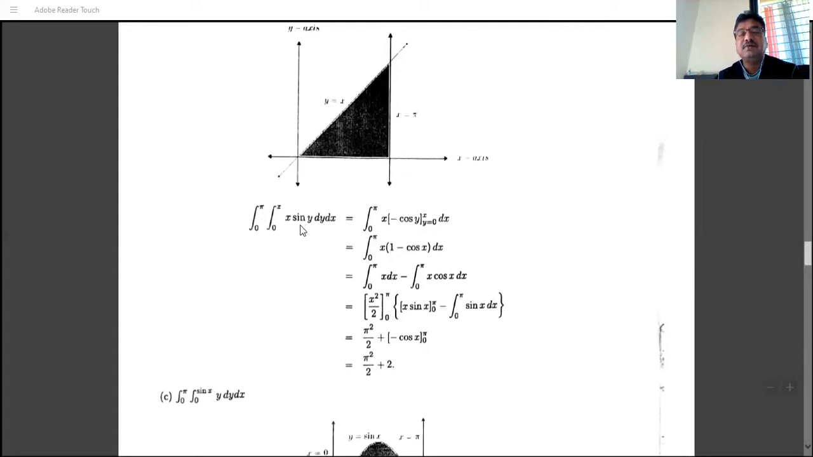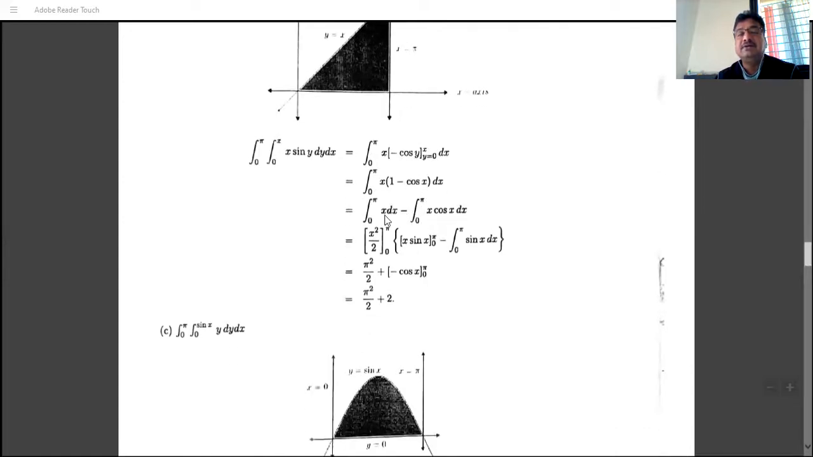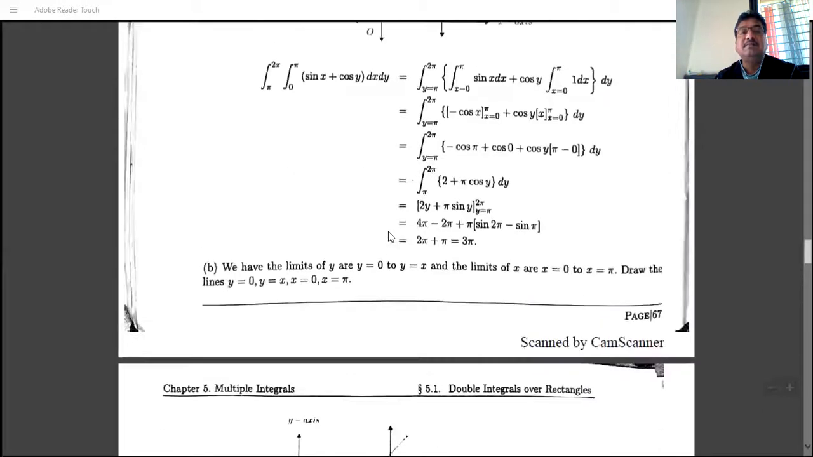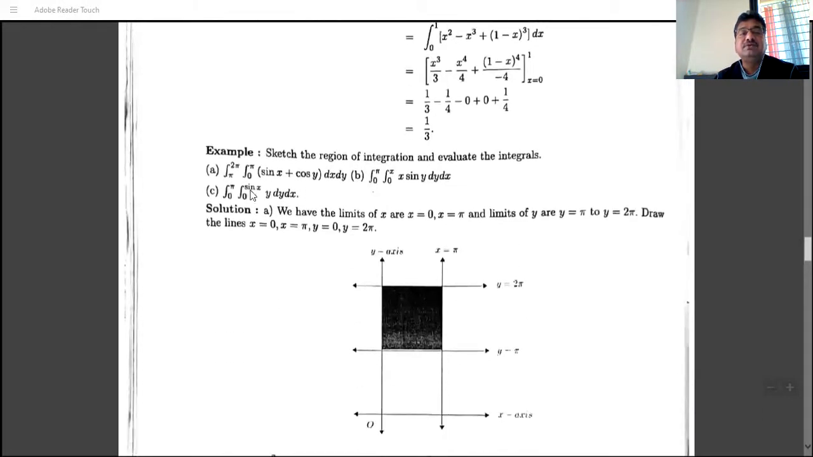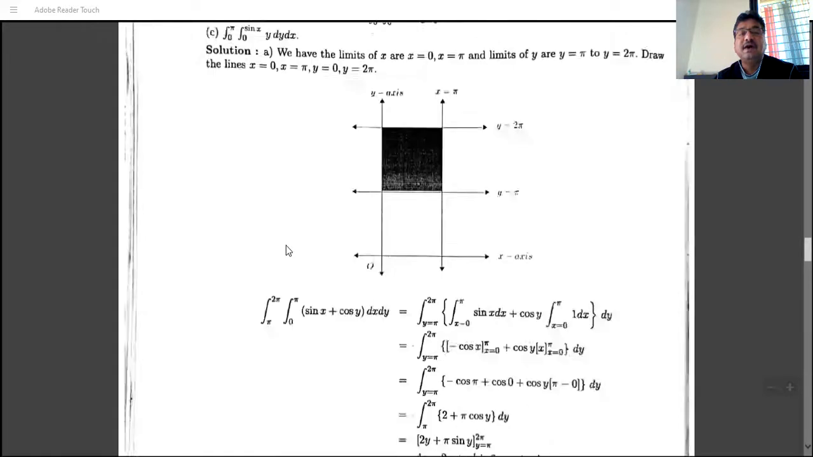So here, in the integration, x is constant, the integration of sin y is minus cos y, with upper limit and lower limit values. And then x into cos x: use the by-parts rule, with x as the first function. So the integration of the second, cos x, is sin x, minus the integration of the second, that is sin x, times the derivative of x, which is 1. So use the by-parts rule for the integration of this quantity, and then we have this answer, pi square by 2 plus 2.